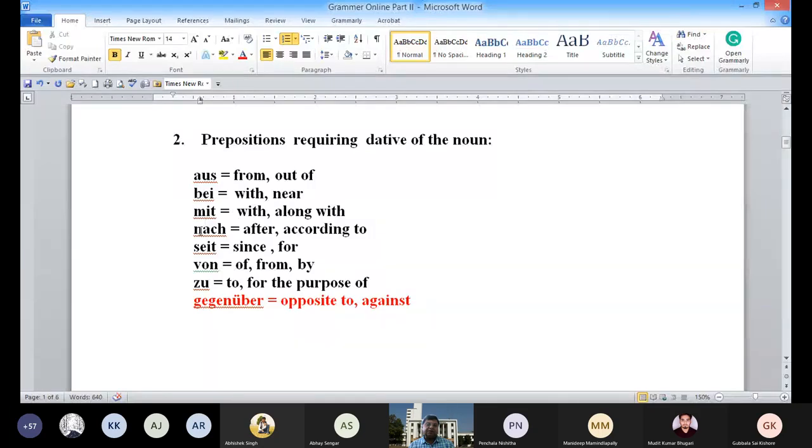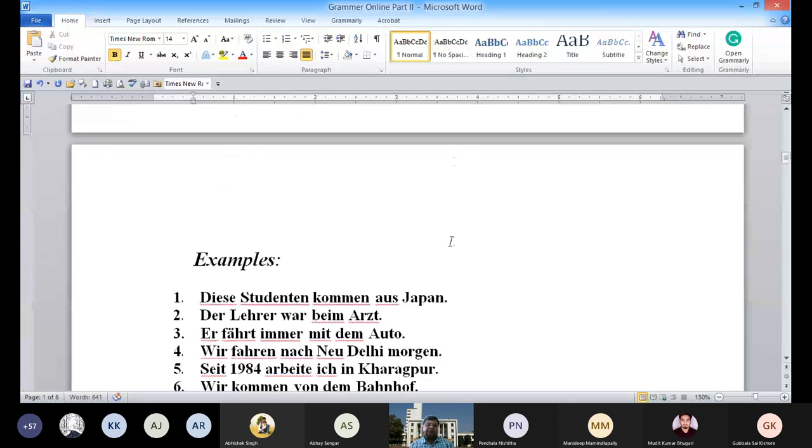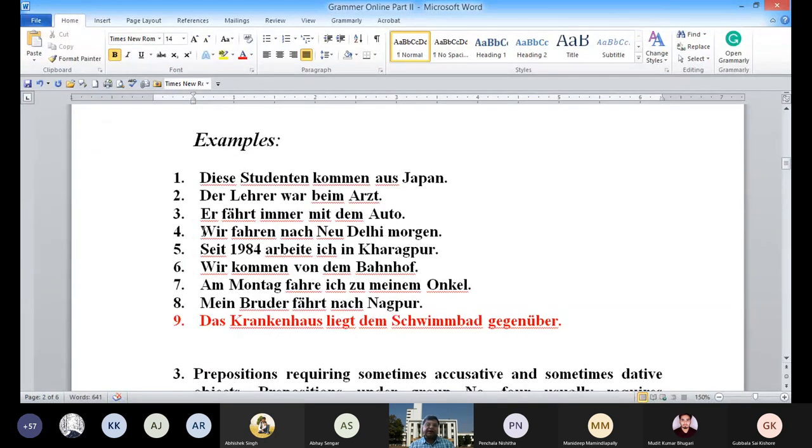"Nach" means to, after, and according to. So here you can see "Wir fahren nach Neu-Delhi morgen." We are traveling to Delhi tomorrow. So nach means to. If you are going to some place, then before that comes nach. After nach should come what? A proper noun: name of some place, village, country. Like "Wir fahren nach Deutschland." We are going to Germany. "Wir fahren nach London." We are going to London. "Wir fahren nach Paris." So some name should come, and then nach is used.